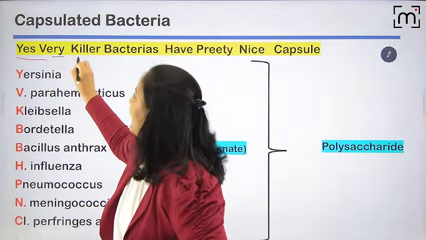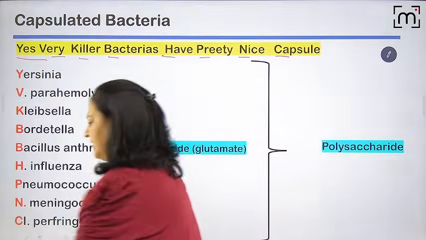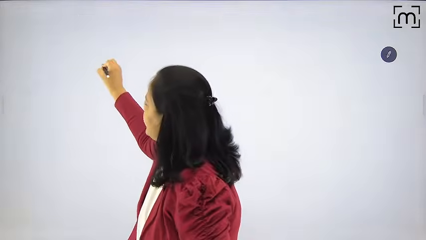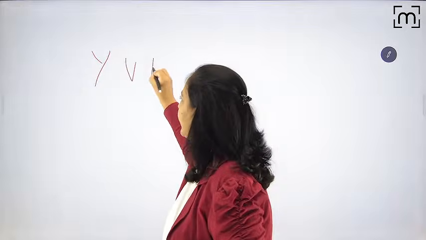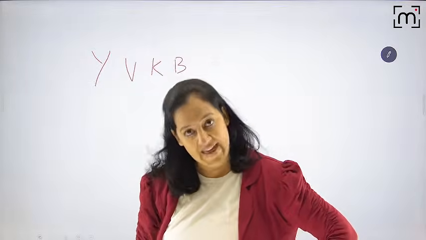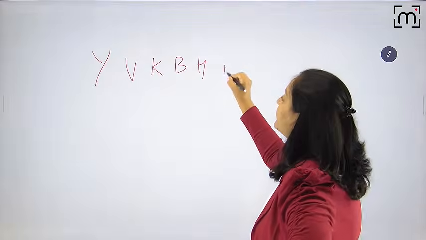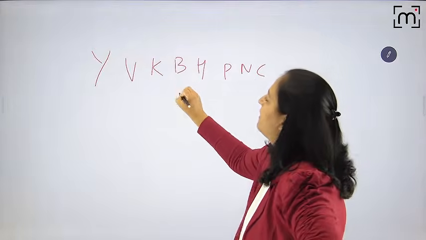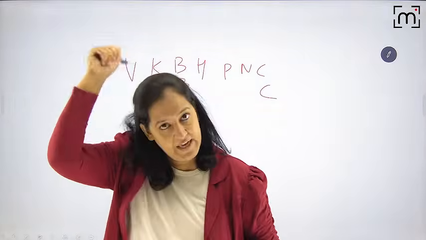The mnemonic is: Yes. Very killer bacteria have pretty nice capsule. Say the mnemonic first. Yes. Very killer bacteria have pretty nice capsule. B double, C double. Counted. Thus 10. They are 10.